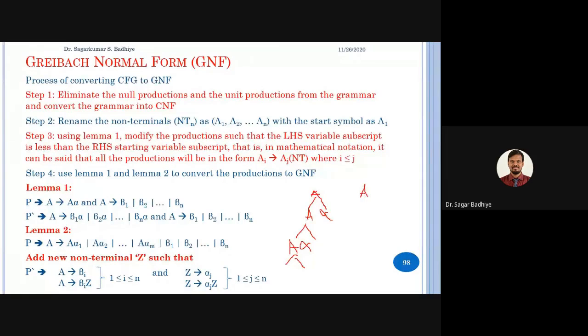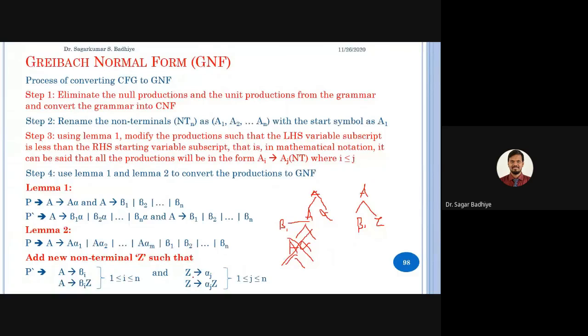Like A will now derive A alpha in two steps. First, it would be writing beta i Z, suppose beta 1 Z, right? Suppose I want to derive beta 1 alpha. So this A, now I am eliminating this, right? So this A will be replaced by beta 1, suppose. So the string that would be generated is beta 1 alpha, right? So the same string can be generated over here. So I would be using the first rule A derives to beta 1 Z.